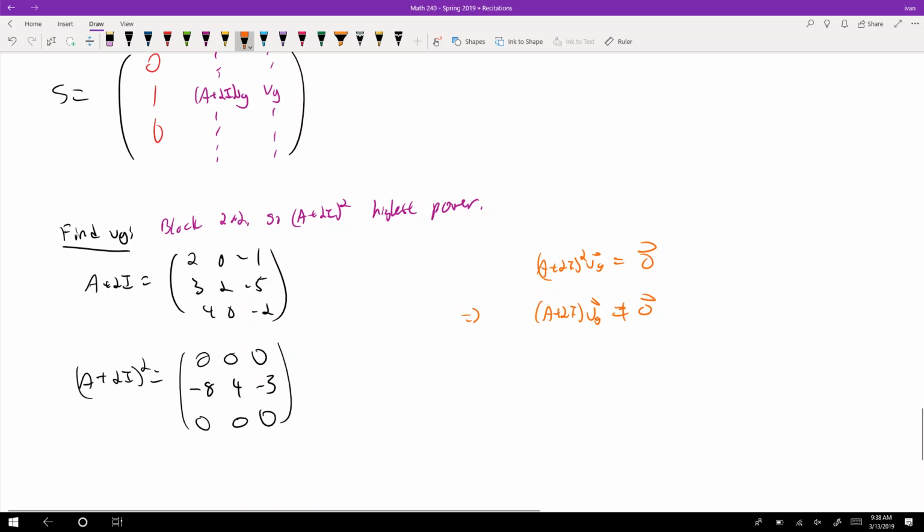Okay? And so now we need to pick a VG that satisfies all of this. All right, so we look at the kernel of A plus 2I squared, and we need to pick a vector there. Any ideas?